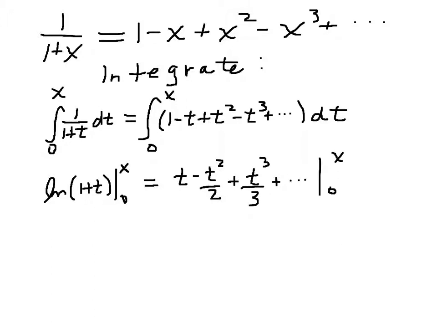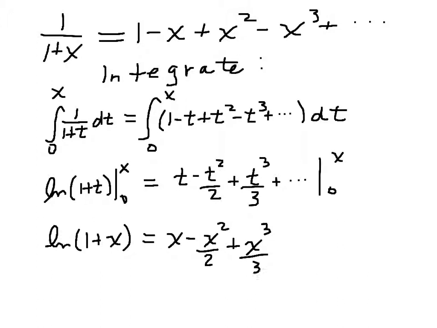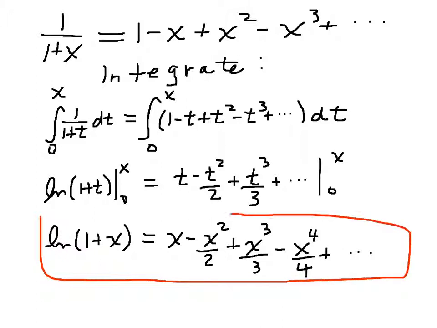If we do that, what we have is the ln of 1 plus x, a brand new function here, is equal to x minus x squared over 2 plus x cubed over 3 minus x to the 4th over 4, and so on. A brand new function, and we obtained it by integrating. So now we have a power series that represents the ln of 1 plus x. Pretty cool.